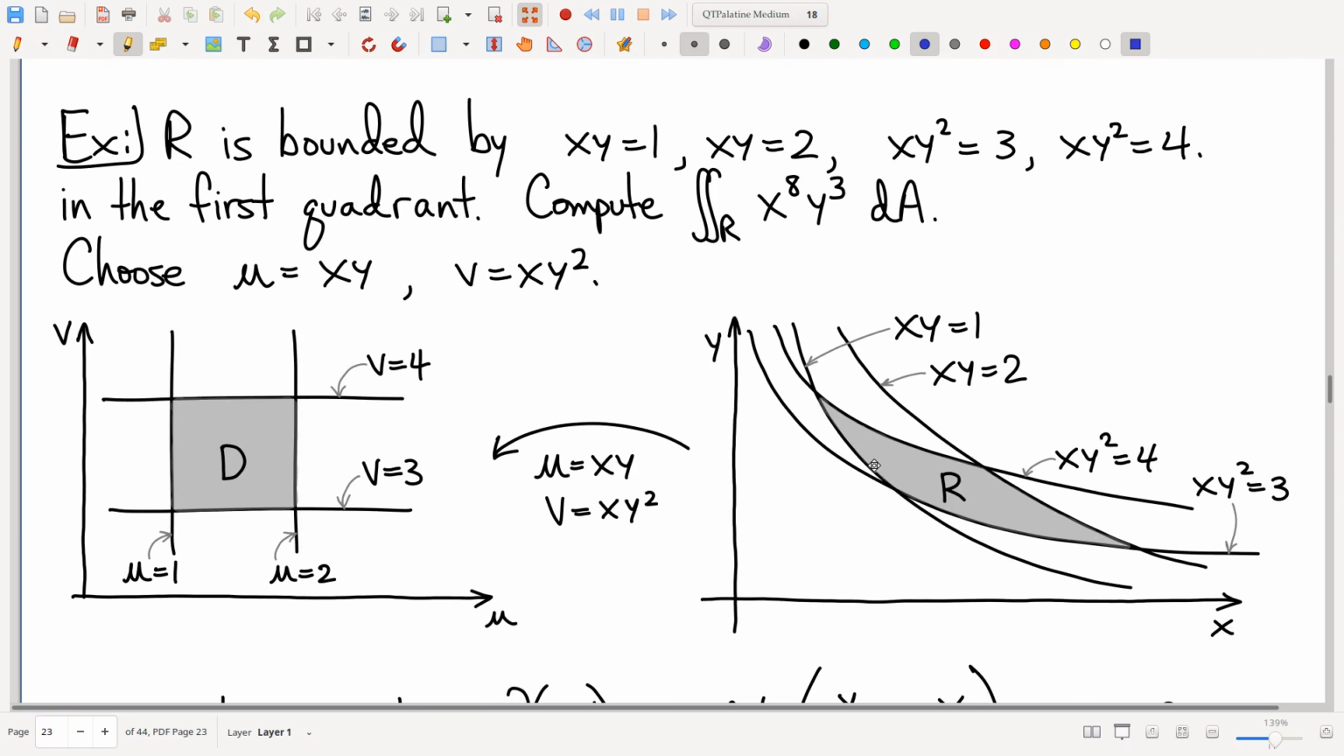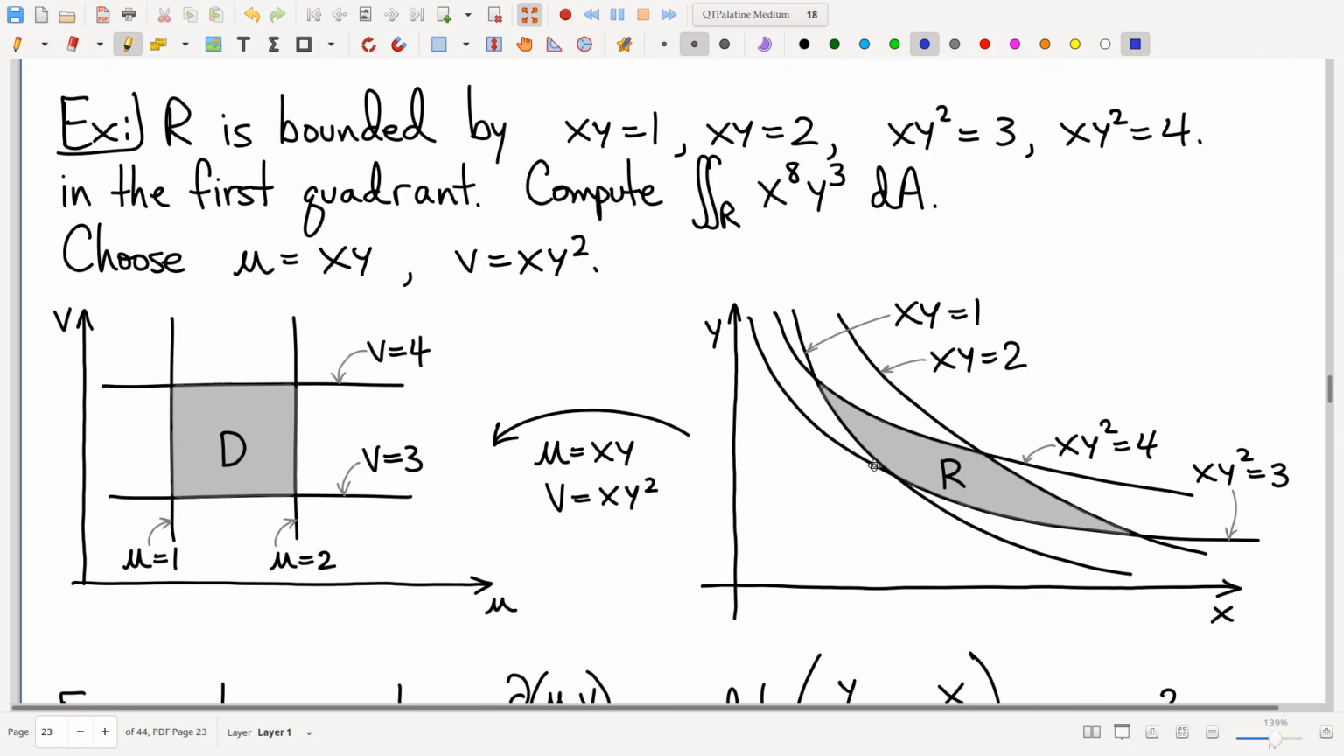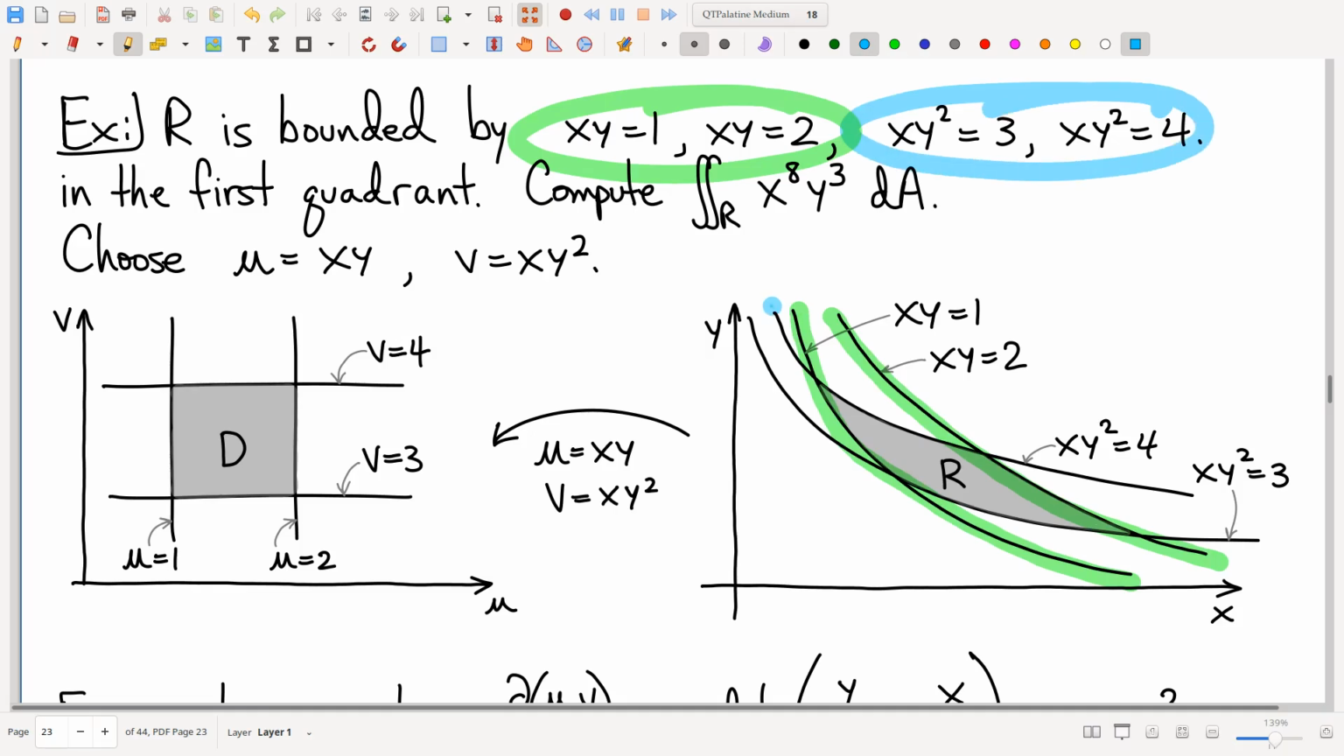This is a classic first example of this kind of thing. I want to talk about where this comes from a little bit, but let me start with what it is. We have a couple of curves here, a couple of level sets of xy, and a couple of curves here, a couple of level sets of xy squared, and we're looking for the region that's bounded in between those curves. So that is a weird little region. Everybody see that?